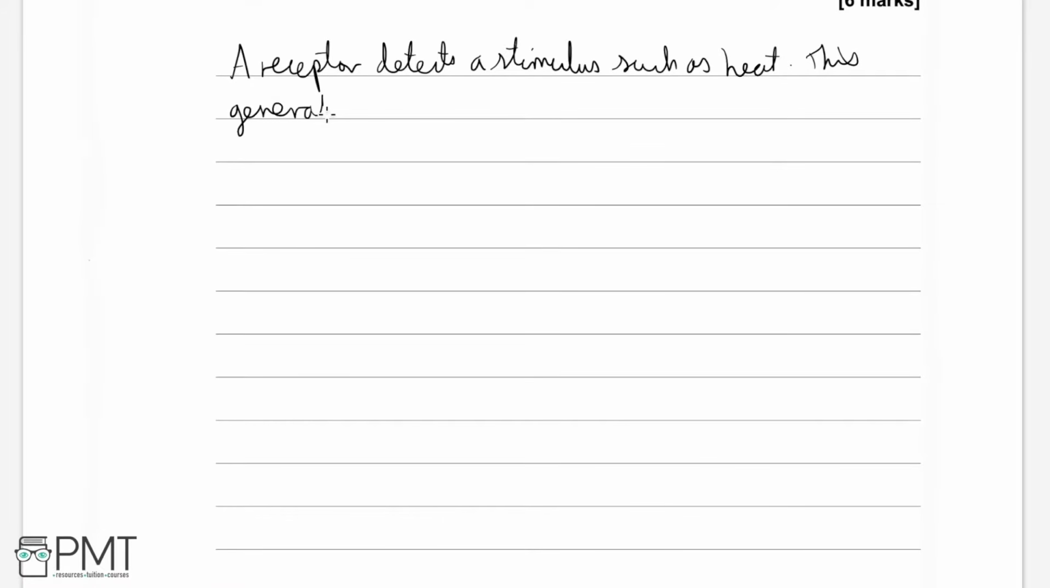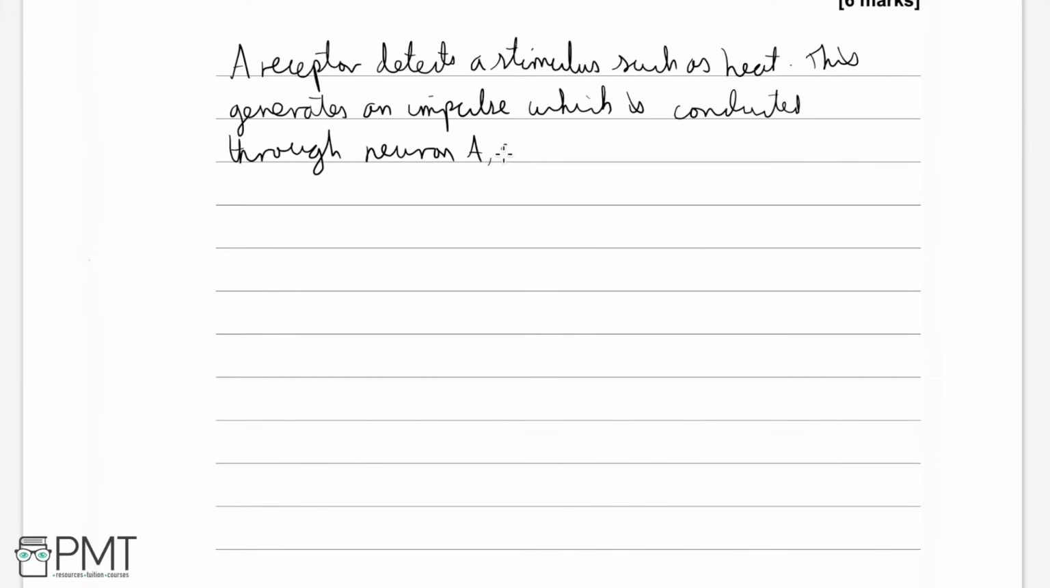Let's write this information into our answer. First of all, a receptor detects a stimulus. Now for extra detail here, we're going to give an example, such as heat. This generates an impulse which is conducted through a neuron. Conducted is the same as saying that it travels through said neuron.